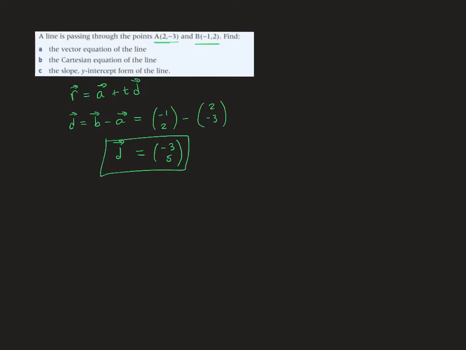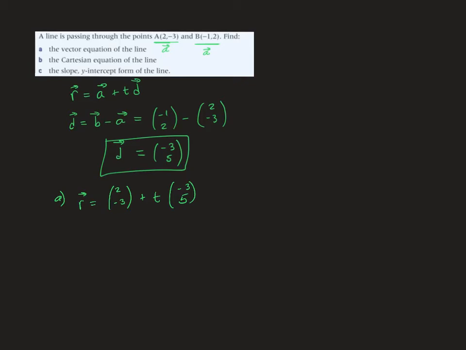And now I need to choose my vector a. Vector a is a vector on the line. So it can be this one, but it also can be this one. So in the case when I have options to choose from, I can just choose whichever I like the best and just substitute in my equation. So for me, I'm going to just choose the first one. So I'm going to use (2, -3) plus t(-3, 5). So this would be the answer for a, the vector equation of the line.